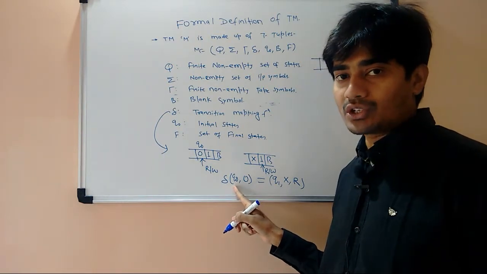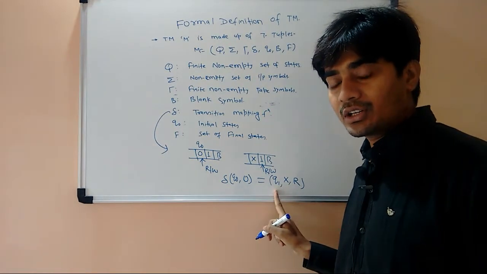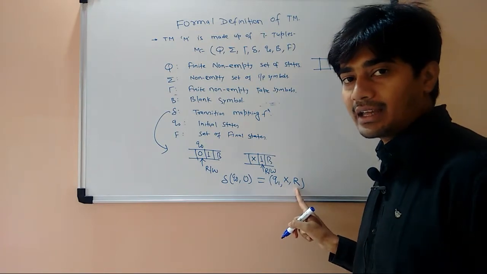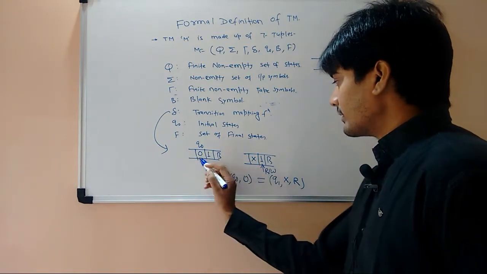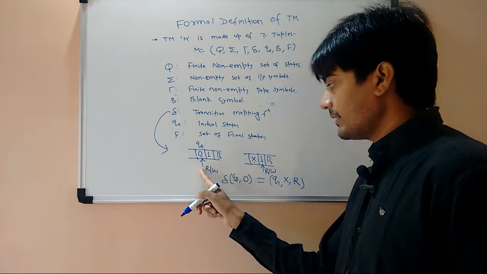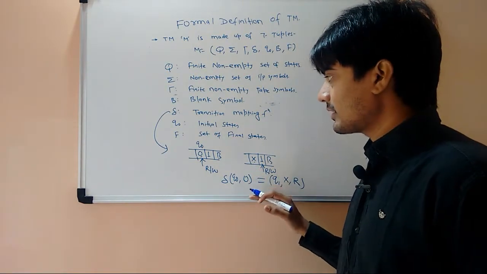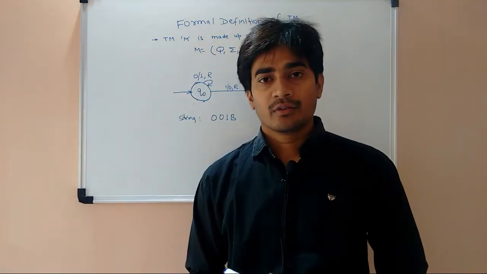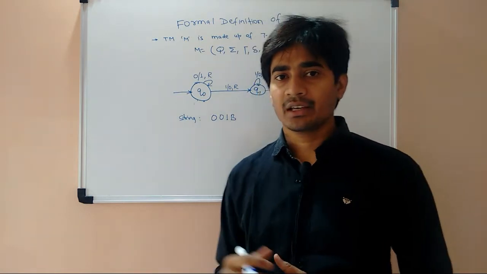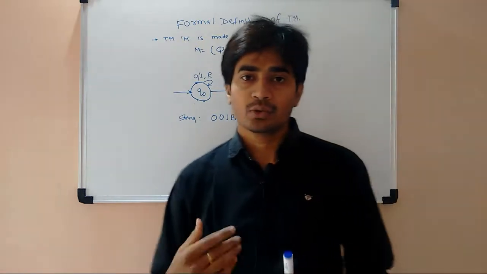Initially this is on state Q0. After reading symbol 0, it goes to state Q1, writing 0 as X and moving in the right direction. So we read 0, it is replaced by X, and the head moves forward, to the right. This is the definition of the transition function. Friends, we will understand the concept of transition mapping with the help of this example, how the transition moves from one state to another.